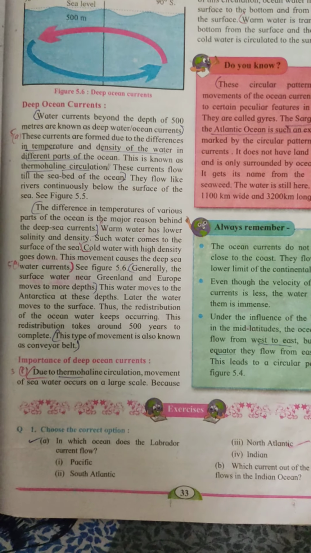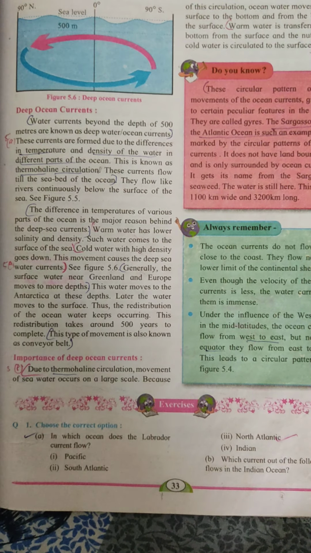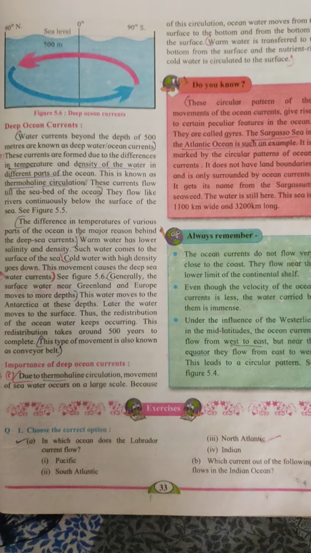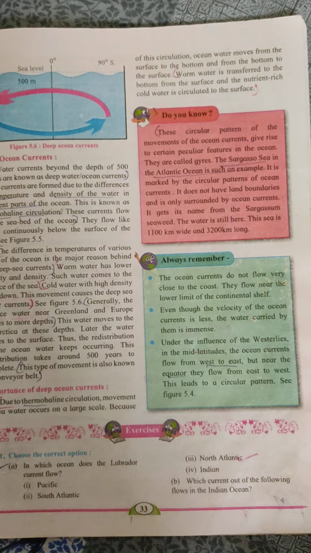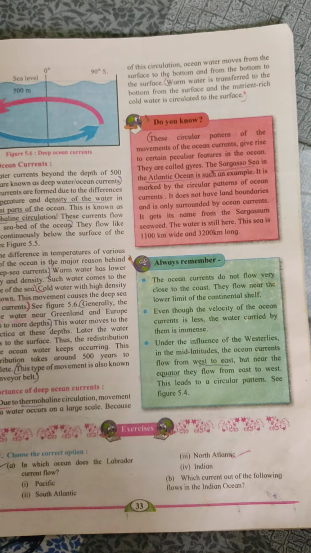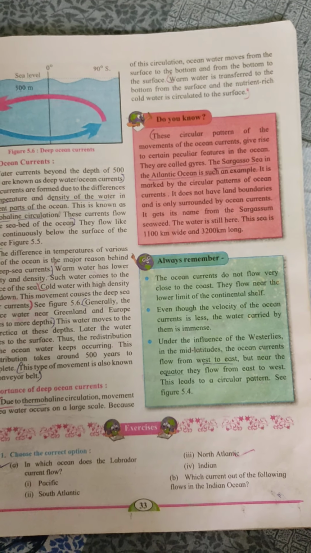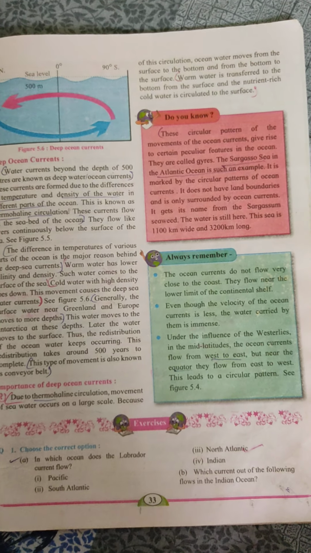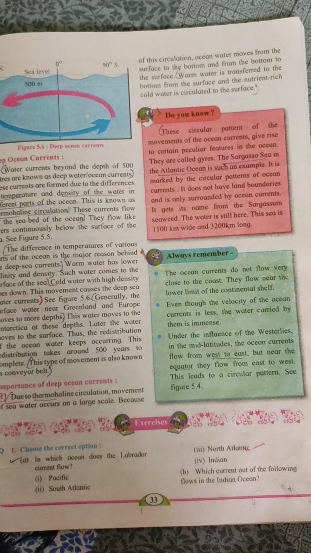Importance of deep ocean currents. Due to thermohaline circulation, movement of sea water occurs on a large scale. Because of the circulation, ocean water moves from the surface to the bottom and from the bottom to the surface. Warm water is transferred to the bottom from the surface and the nutrient-rich cold water is circulated to the surface.